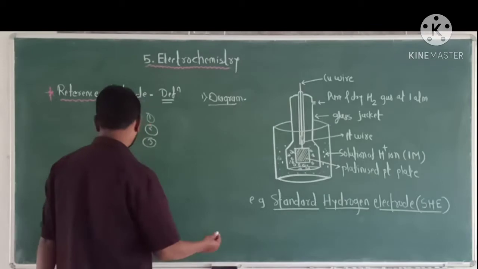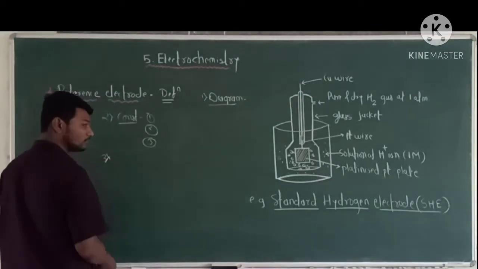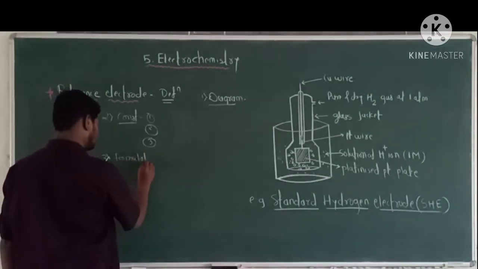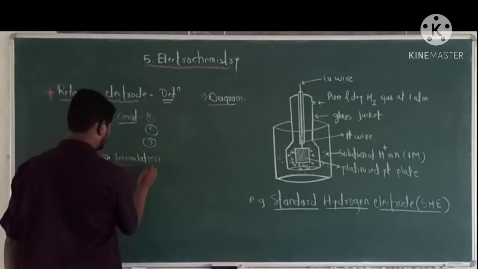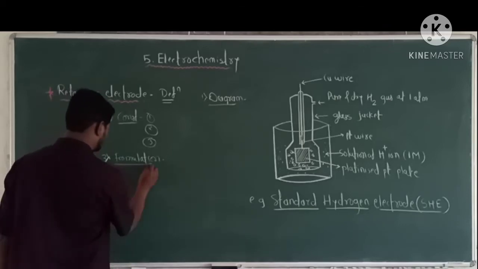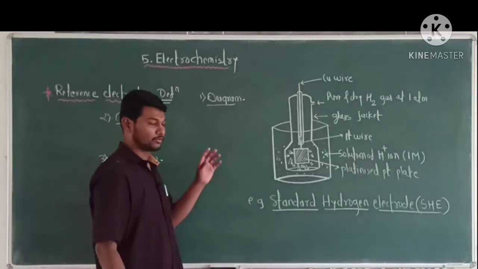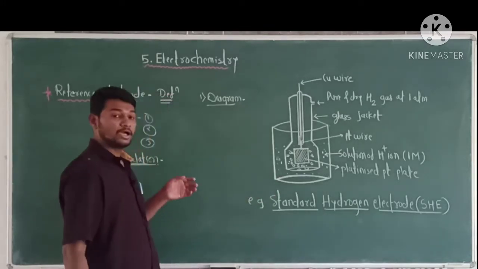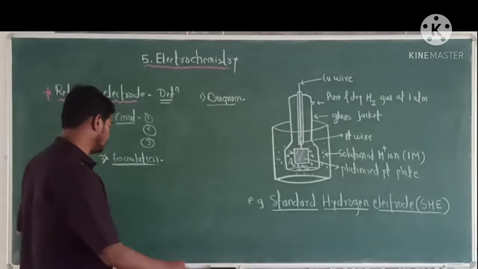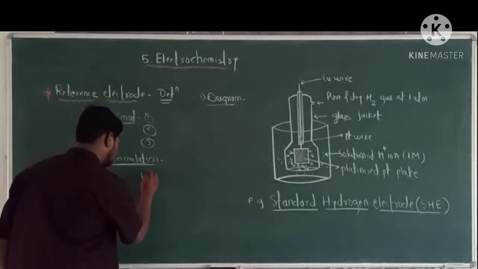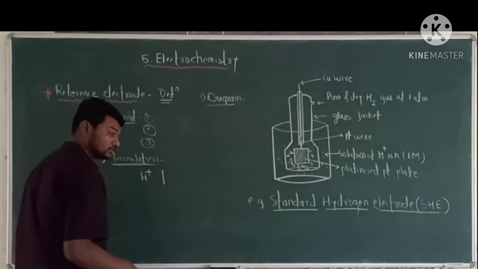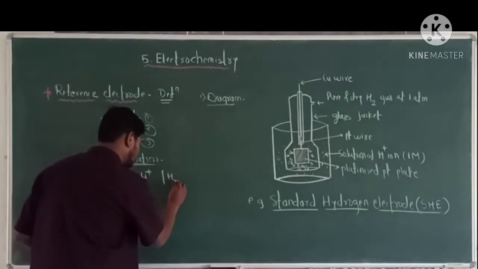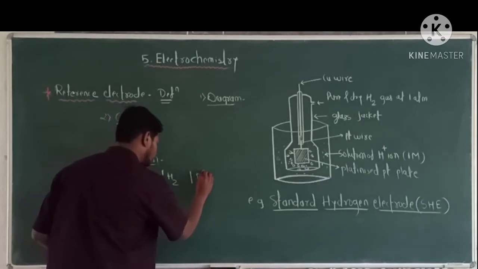Third, formulation, that is electrode representation. First of all, write down the ions of the aqueous solution, that is H plus. Insoluble materials are written adjacent to the metal electrode, that is H2 and Pt.